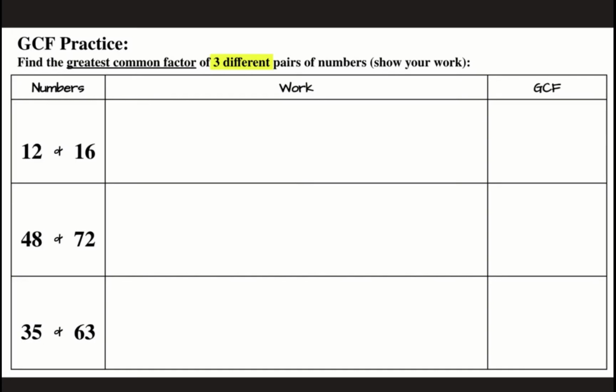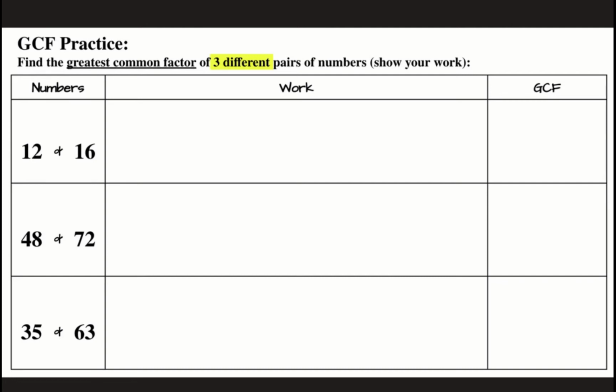Find this part of your notes. We are now going to practice applying some of those divisibility rules to help us determine factors of numbers so that we can find the GCF. GCF stands for greatest common factor, which we are looking for the largest factor two or more numbers share.